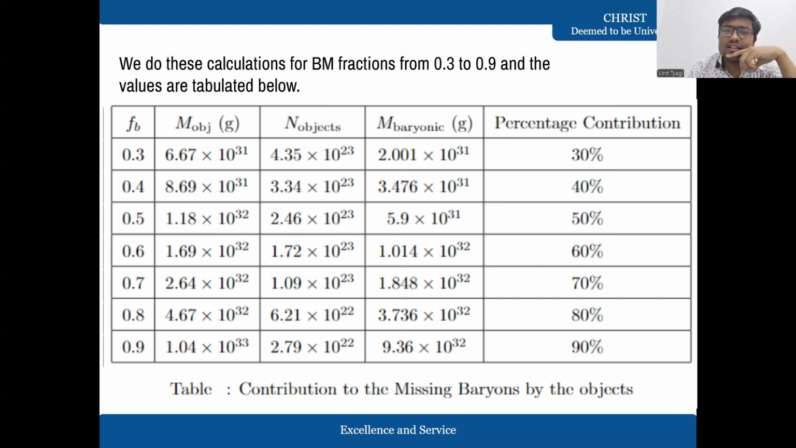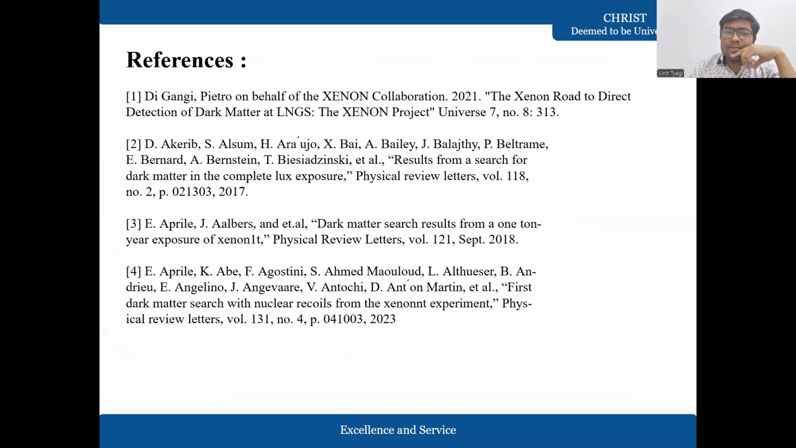So here are the results that tell you, for different fractions and different masses, how many objects are needed, and the baryonic matter comes in the range of 10^31. So that tells you the percentage contribution of that fraction, in the sense of what fraction of baryonic matter is inside the dark matter. So these are our results, and here are our references.